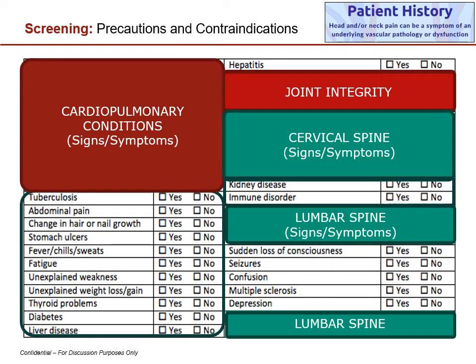When we're looking at medical conditions, everything from infections such as tuberculosis, and then you have the risk signs of cancer with fatigue, unexplained weakness, weight loss, thyroid problems. And then in the right-hand column, you have considerations of seizures, which would be suspicious of potentially some central nervous system condition, sudden loss of consciousness, confusion, etc.